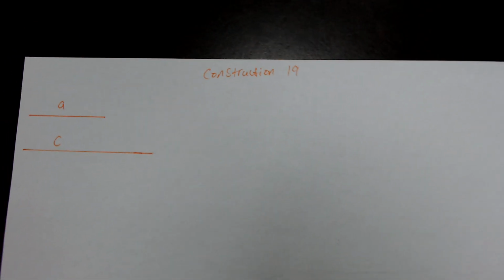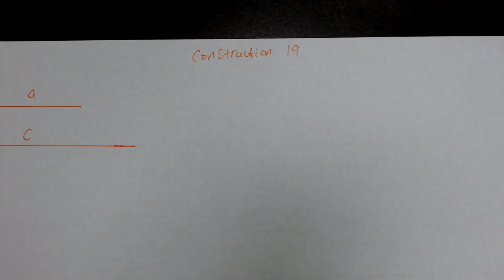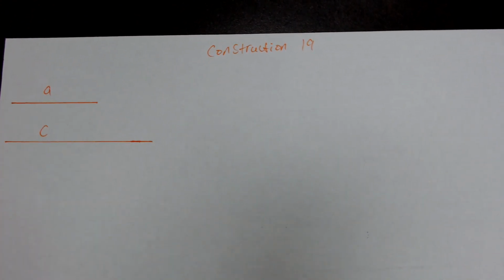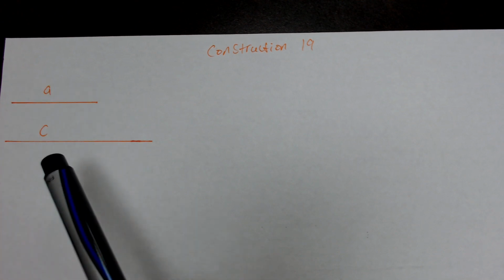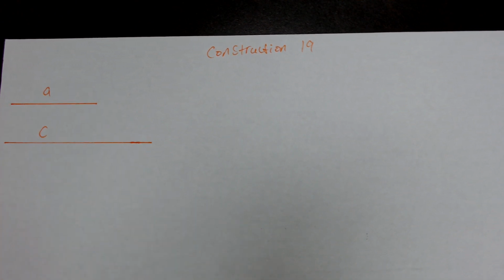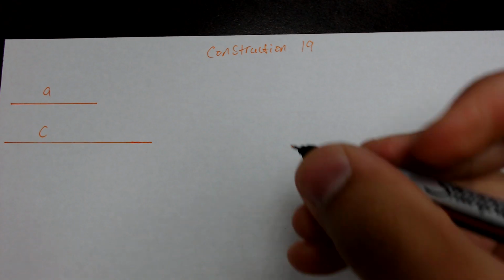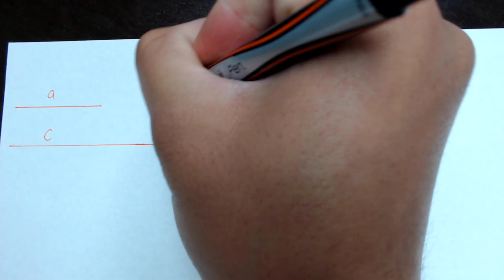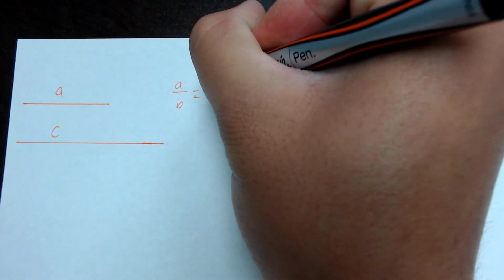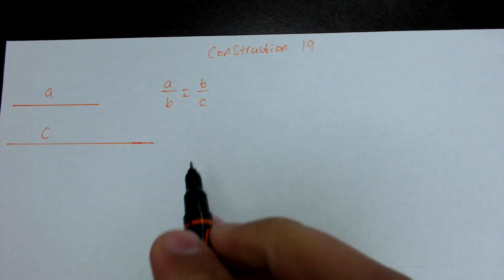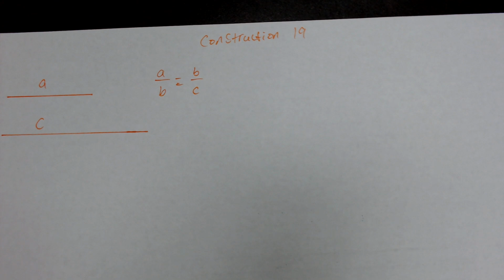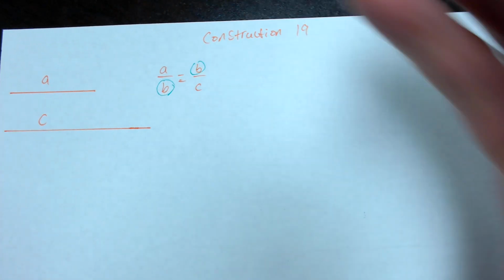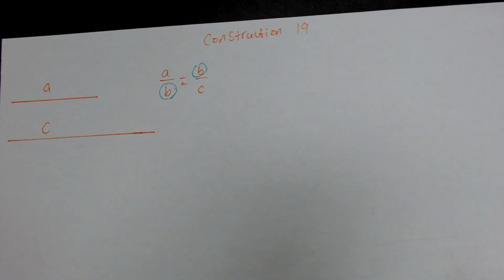Abeka Geometry Construction 19. This is going to be constructing a mean proportional between two given lines. So they're giving us A and C, and we have to find the middle portion. And if you'll remember, mean proportional looks like this: A is to B as B is to C, and the missing letter that we're looking for here is B. All right, so we have to figure out how to construct B.